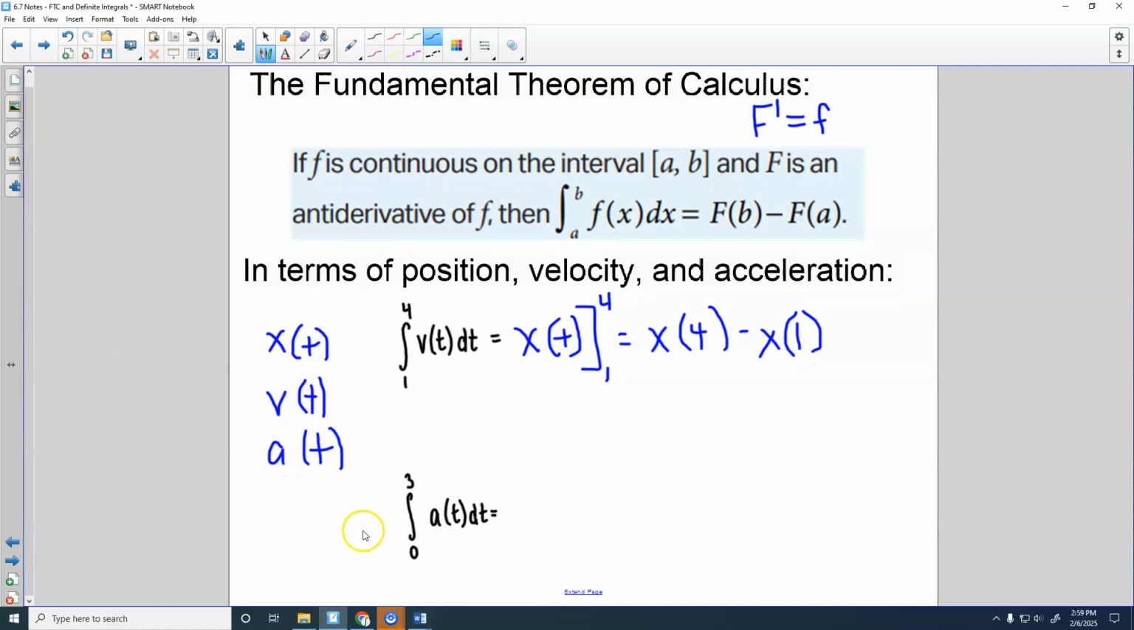Okay. If we do the same thing, but we start with acceleration, what do we get when we integrate acceleration? We're going to get velocity. It takes us back up one step. So this one would be v of 3 minus v of 0. So if I want to know the accumulated change in that acceleration, I would take my velocity at 3 minus my velocity at 0. I skipped that intermediate step here for that one. Okay, questions?